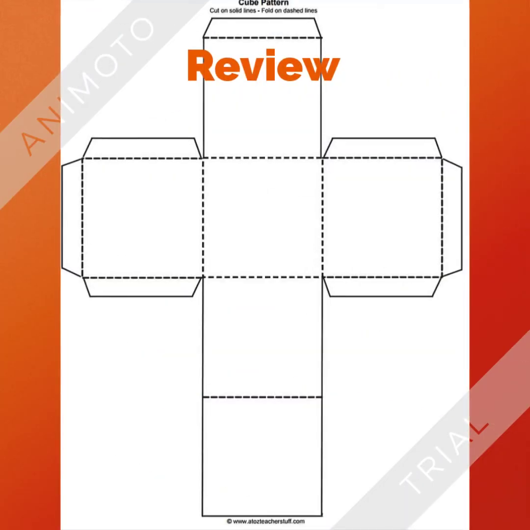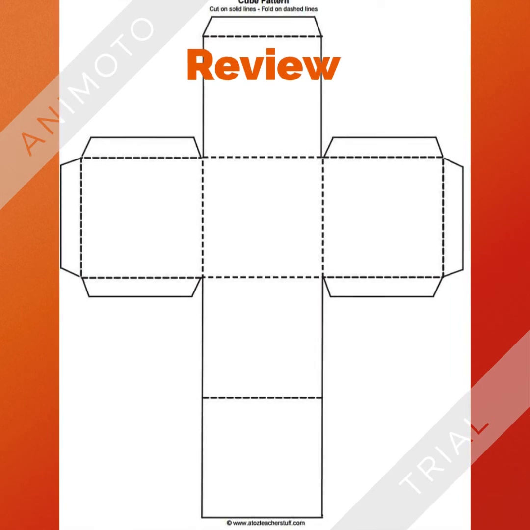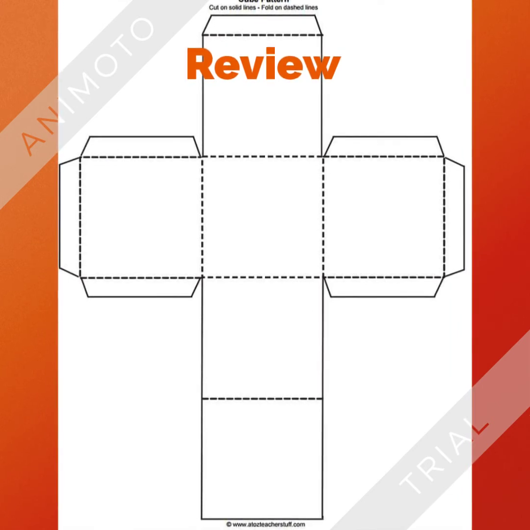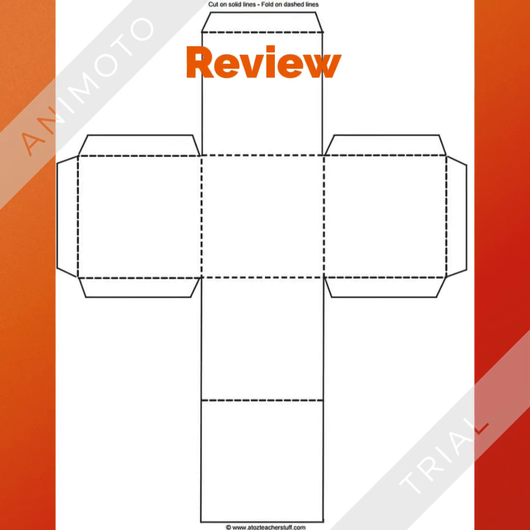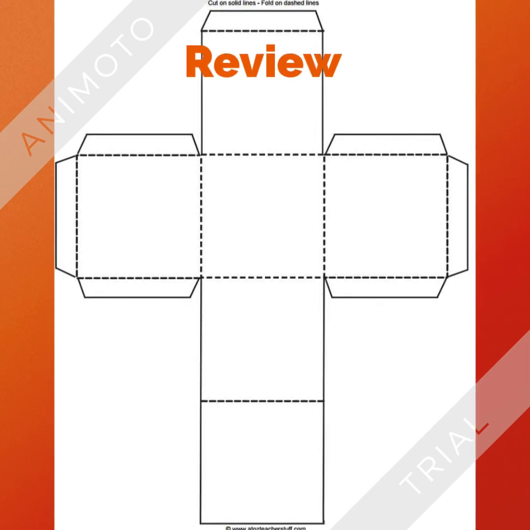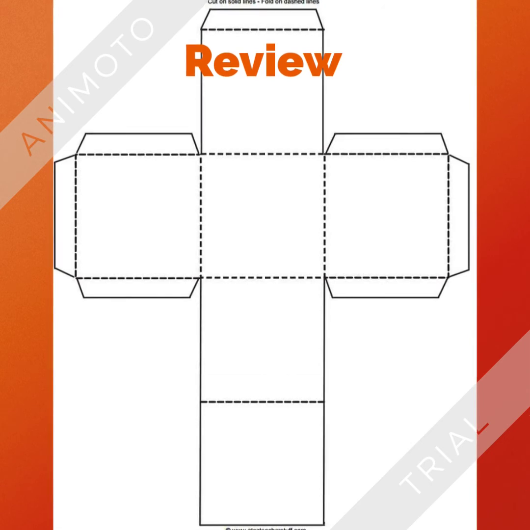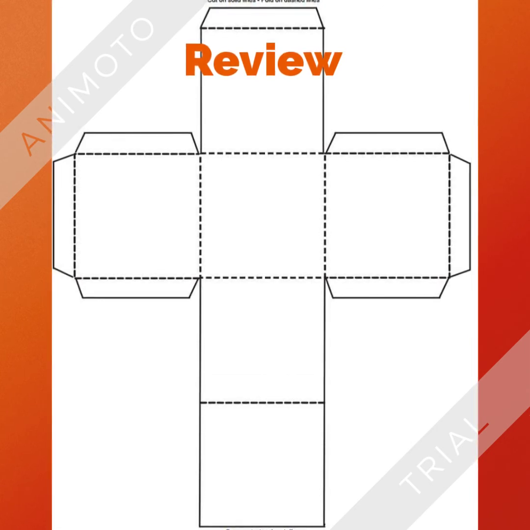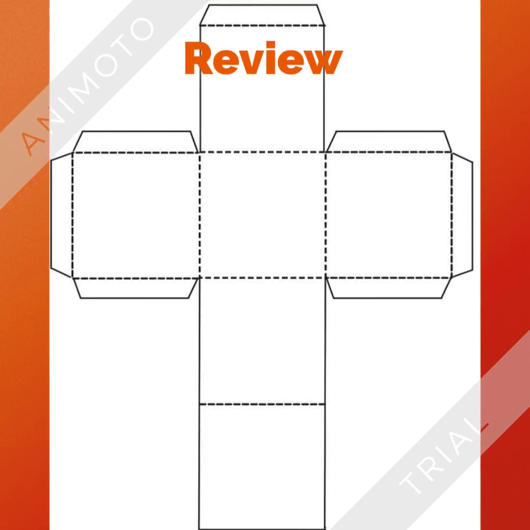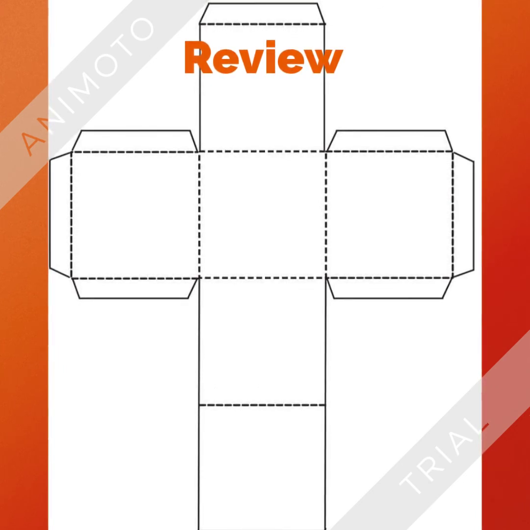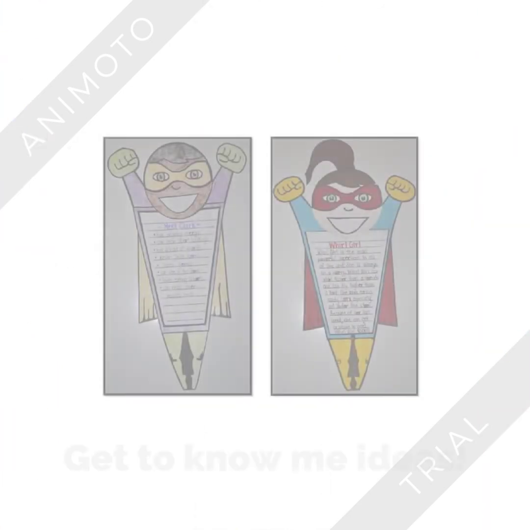Another idea is right before a unit test, you could have the students create their own QR codes and put it on each side of the cube. So if you're studying different states, you could have the students, one QR code could be the state song, another one could be linked to a picture of the state bird, and you review parts of the states that way.